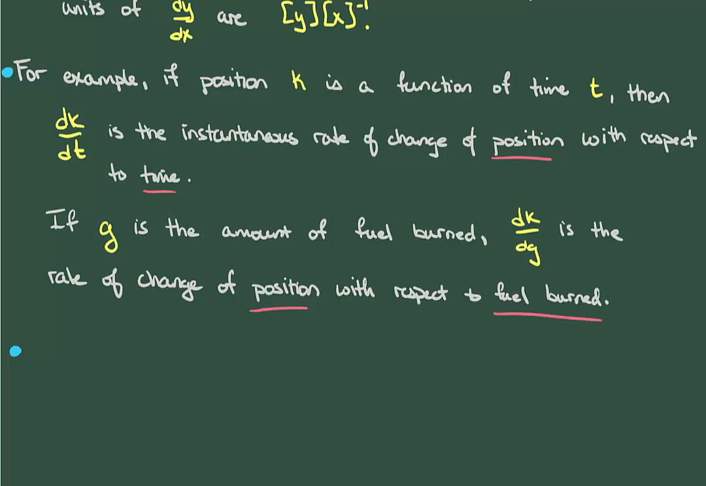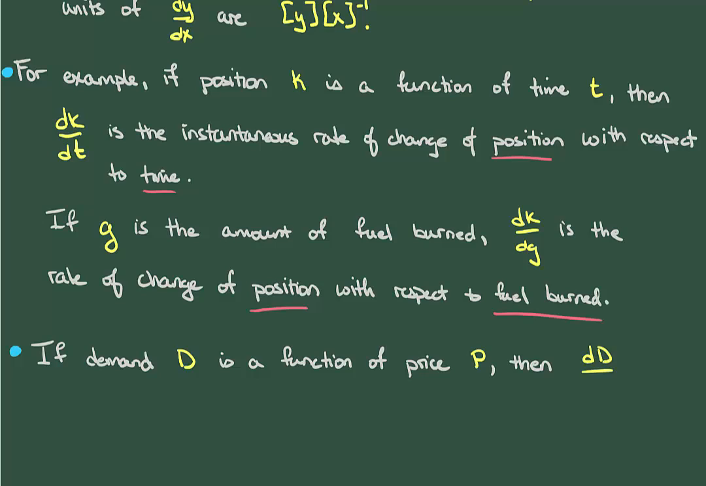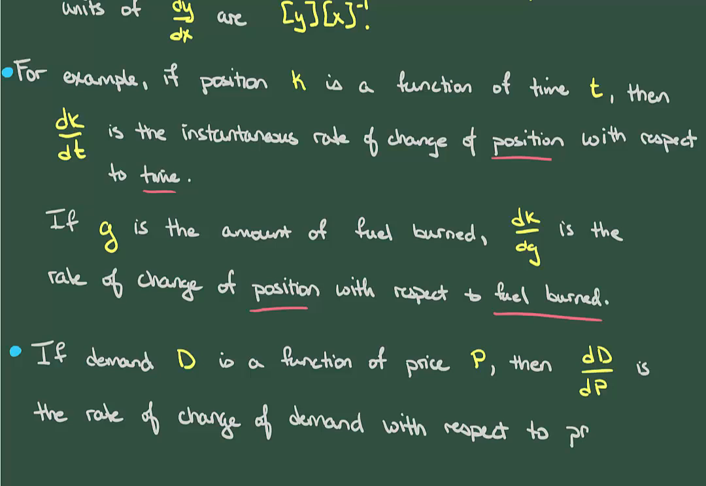As a different example, let's suppose that you're told that the demand D of a commodity is a function of its price P. Then dD dP is the instantaneous rate of change of demand with respect to its price. In economic circles, this is the marginal demand of price, or often just called the marginal demand.